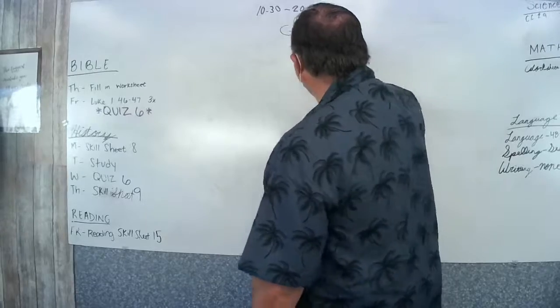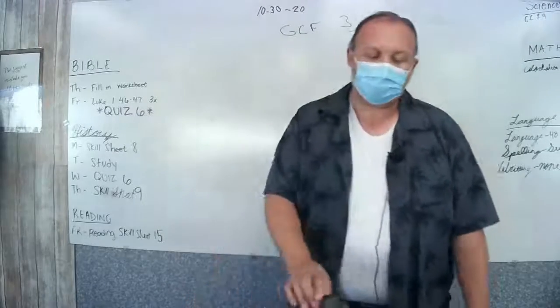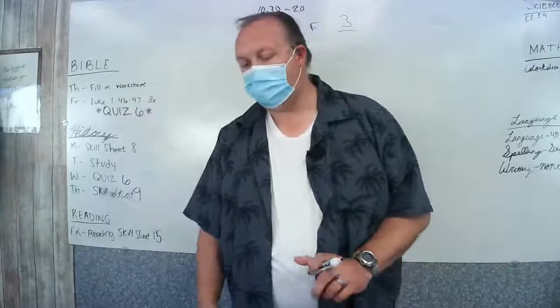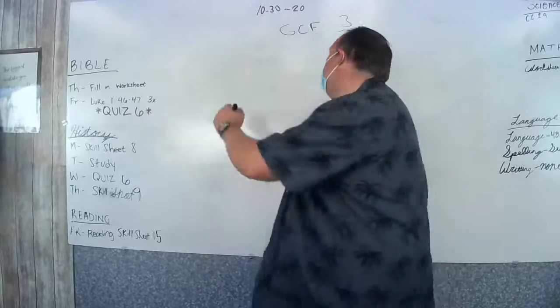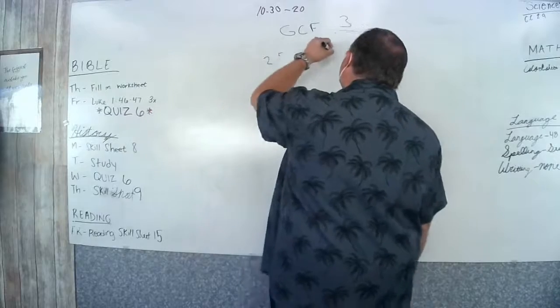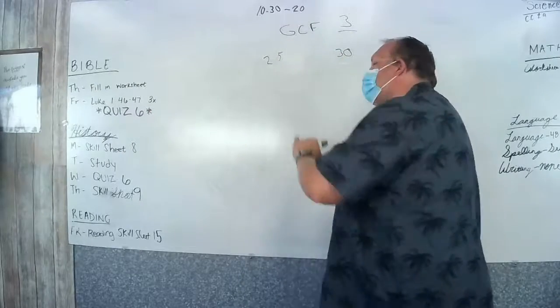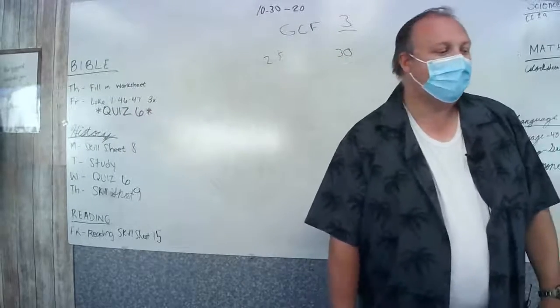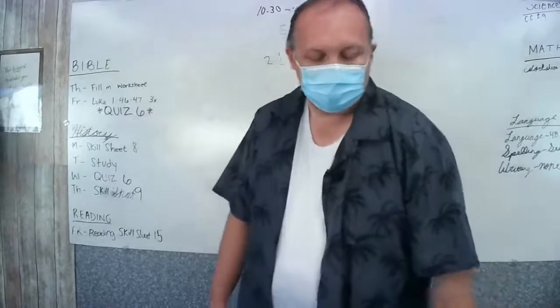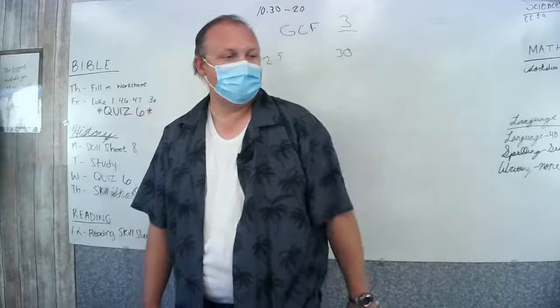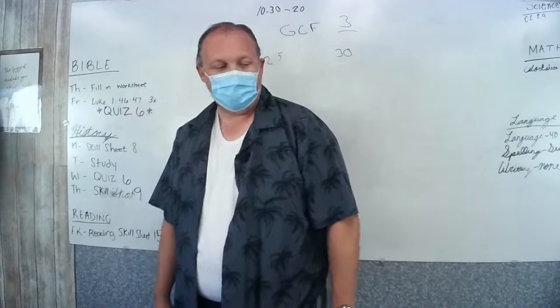Let's see if you guys can do one. Let's do problem number 3. 25 and 30. Again, I don't care if you use a factor tree. I don't care if you do division of prime. I want you guys to do 25 and 30.